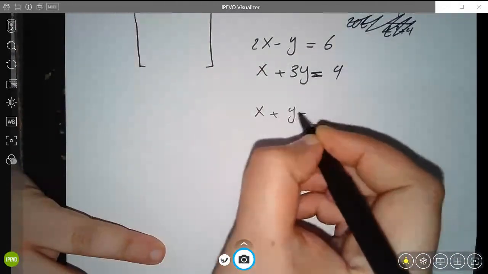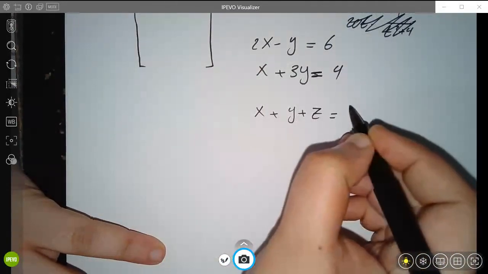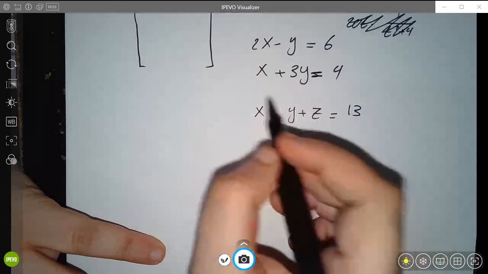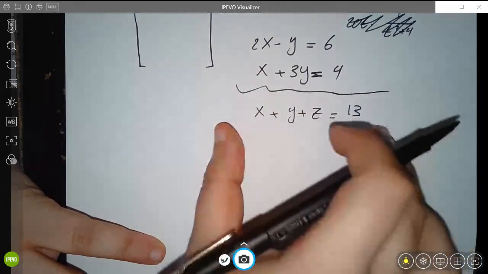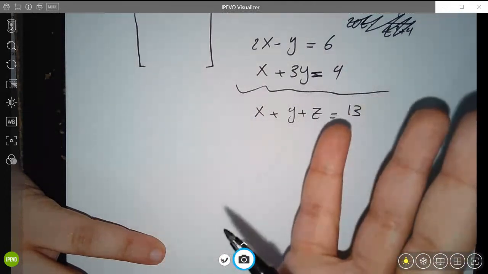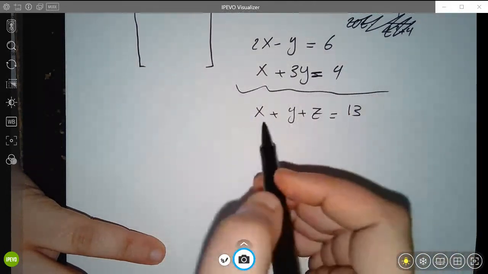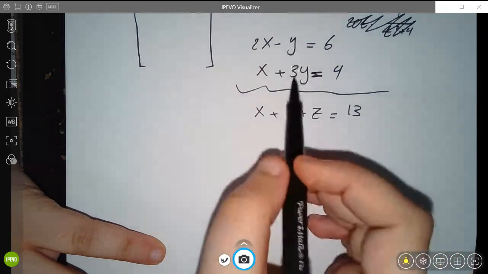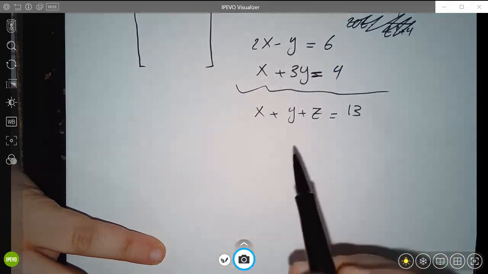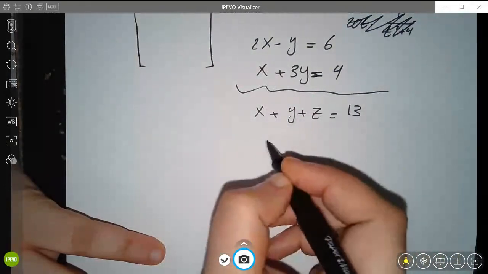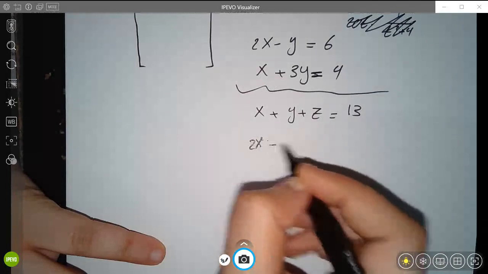x plus y plus z equals 13, right? So if I gave you three variables, this is a different system. If I give you three variables, then in that case, you're going to need three different equations because you're going to need to solve about 3 times before you can find what each variable equals. So the number of equations you need is the number of variables you have. So since I gave you 2, you need 2 equations. Since I gave you 3, you're going to need 3 equations.